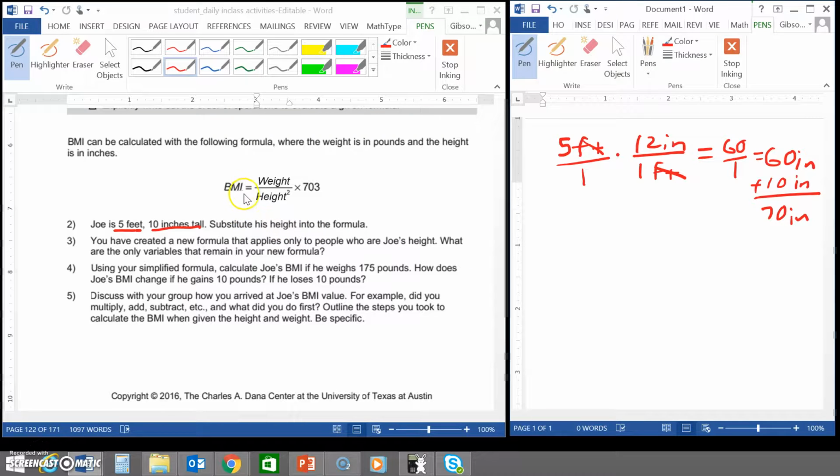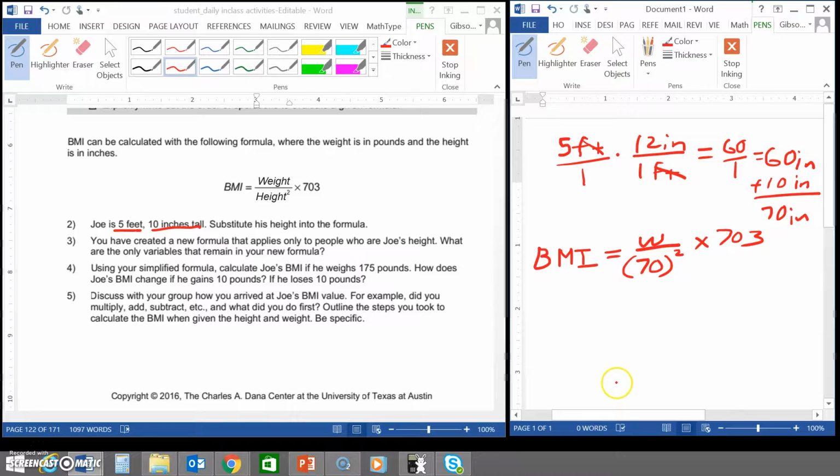Okay, now we want to go through and substitute. So we have our BMI is equal to the weight, which we don't know, so we could leave that as W. And the height will be 70, and we will square it. And then times 703.